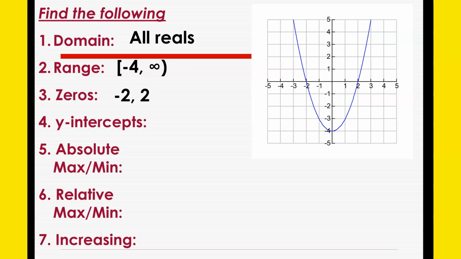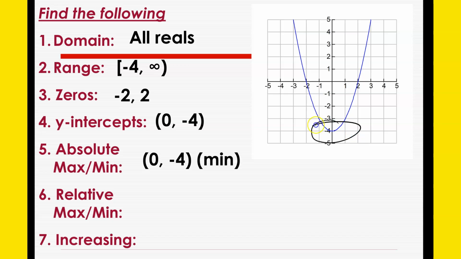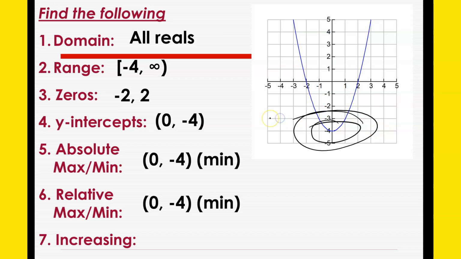The y-intercept is (0, -4). The absolute max doesn't have one. It's none. But the absolute minimum, there is an absolute minimum right here. That is the absolute lowest point on the graph, and it is (0, -4). What about a relative maximum? It doesn't have a relative maximum, but it does have a relative minimum, and the relative minimum is the same thing as where the absolute minimum was, (0, -4).